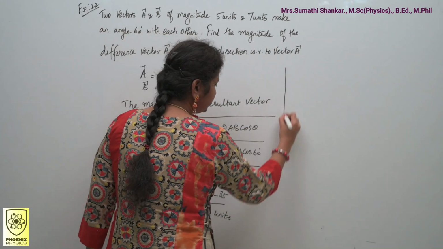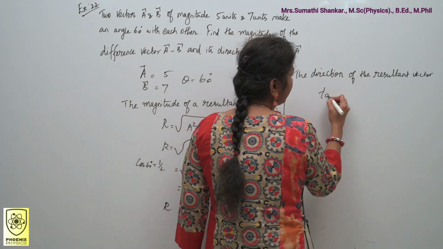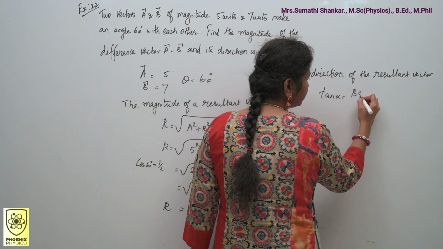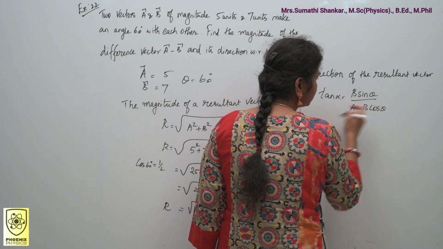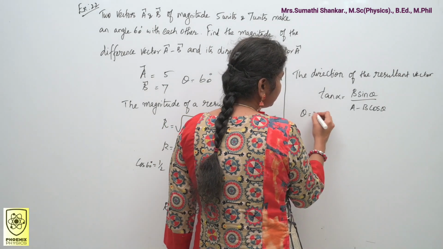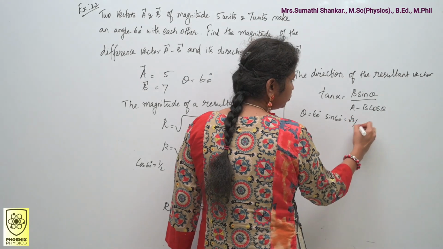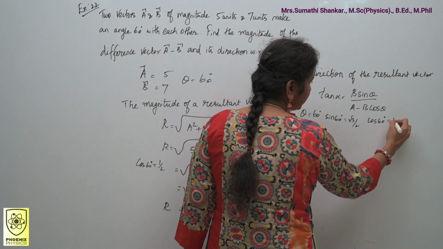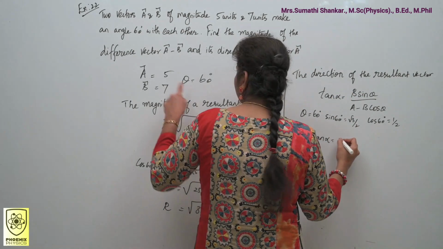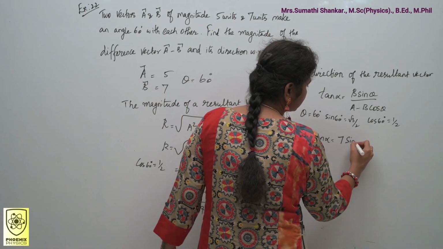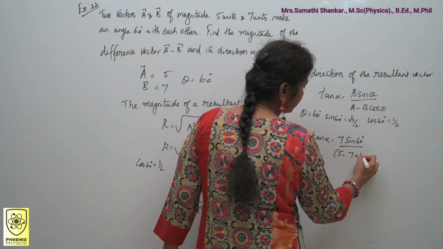Next, we are going to find out the direction of the resultant vector. Tan alpha is equal to B sin theta divided by A minus B cos theta. So this is the formula. Here theta is given 60 degree. What is sin 60 degree? Sin 60 is root 3 by 2. Cos 60 degree is 1 by 2. Substitute the value. So tan alpha is equal to B value is 7, 7 into sin 60 degree divided by A, 5 minus 7 into 1 by 2.